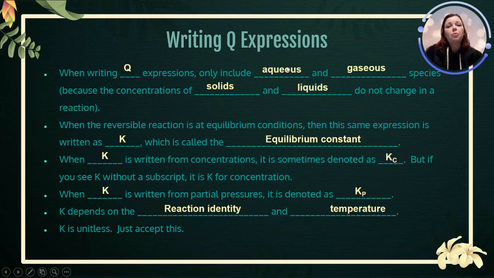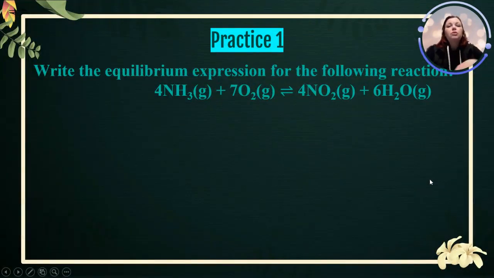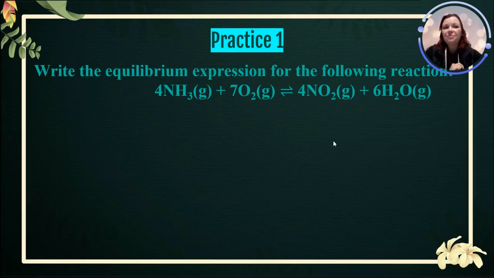So the details here, again, we're only going to include aqueous and gaseous species. We are not going to include solids and liquids. We're going to be very careful in making sure that we identify our species correctly because the details make a difference there. We're going to be sure that we raise all of the species to the power of their coefficients. So keeping all that in mind, we're going to try a practice. Write the equilibrium expression for the following reaction. We're going to write both a Kc and a Kp. So if you want to try this on your own, pause now because I'm about to show you the answer.